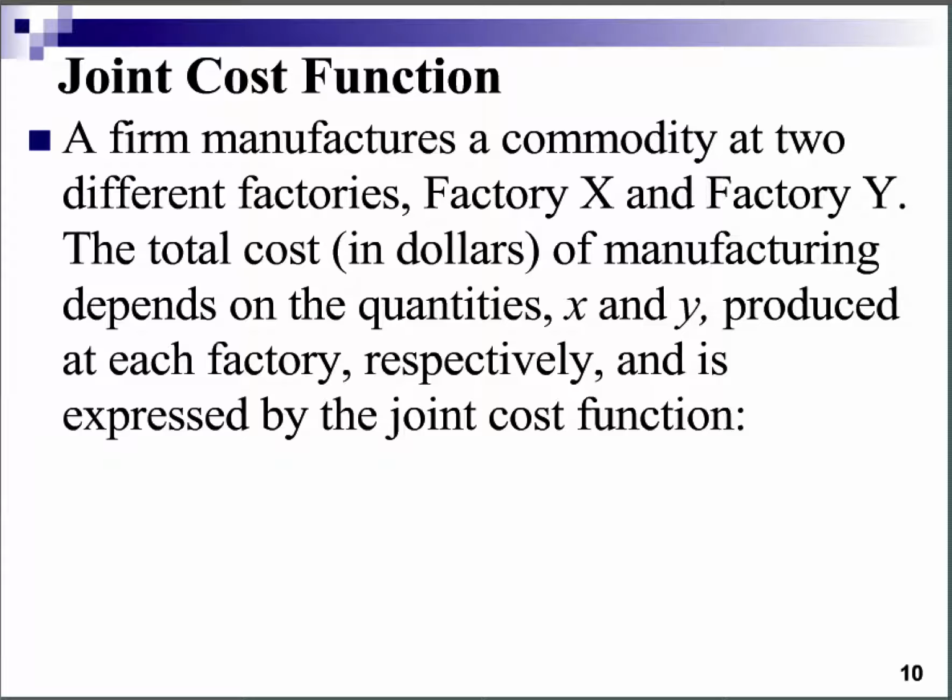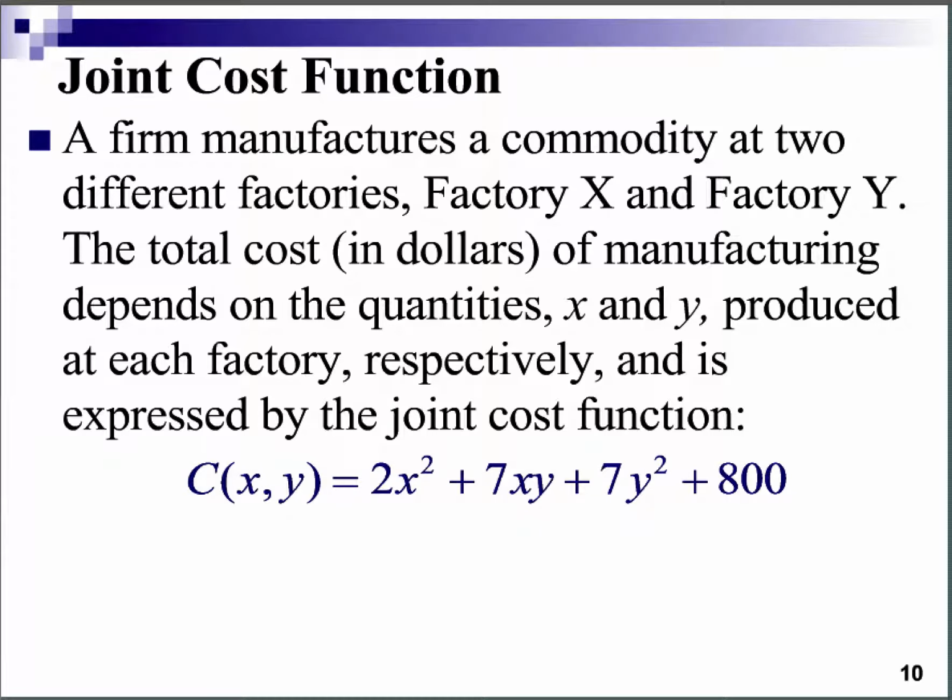Little x represents the number of items produced at factory X, and also it depends on little y, which depends on the number of items produced at factory Y. The cost function that you get looks like this. C represents the total cost of production for the two factories combined, and then it looks like this polynomial function here, 2x squared plus 7xy plus 7y squared plus 800.